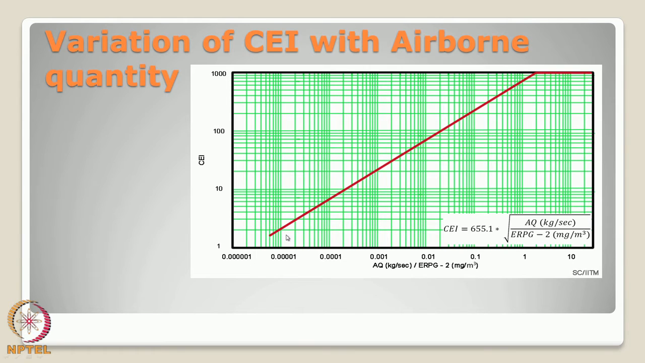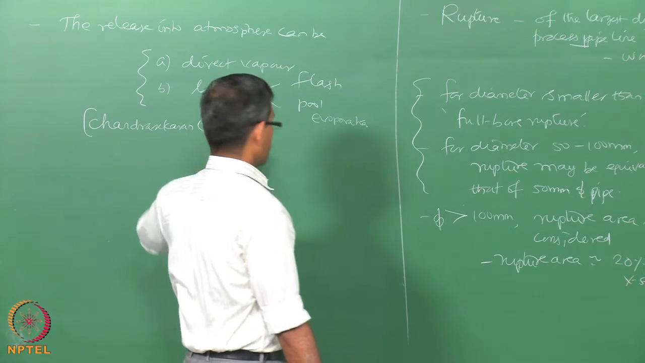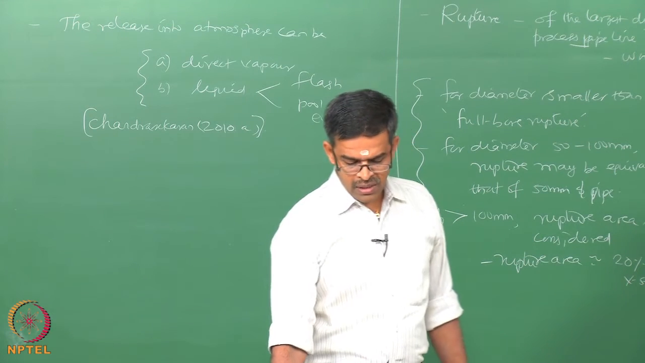One can see here it varies on a log curve, it varies linearly. The CEI value keeps on increasing on a log curve, linear, for increment in airborne quantity in kg per second up to a specific value. Once the airborne quantity comes closer to 1 kg per second on the log curve, then onwards the CEI becomes unchanged, becomes 1000, that is the maximum value CEI can attain. So, that is the variation of CEI with respect to the airborne quantity, which is an ideal situation.